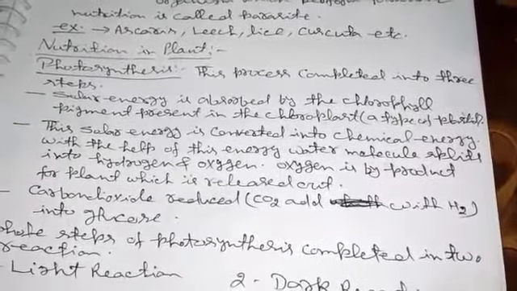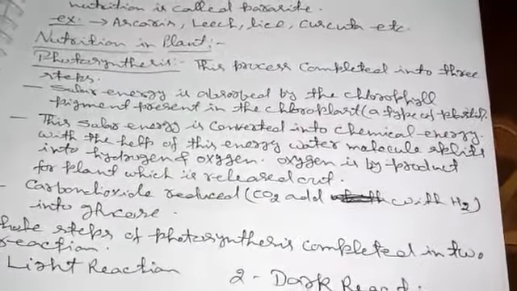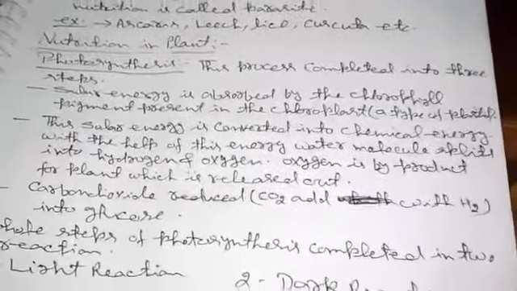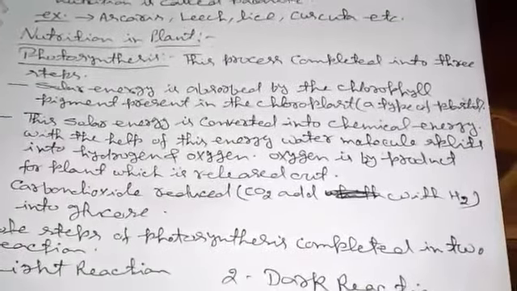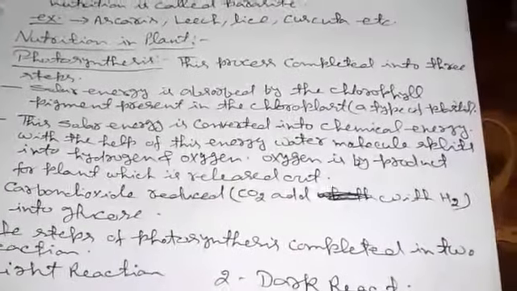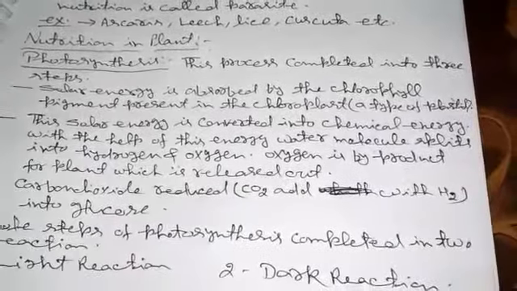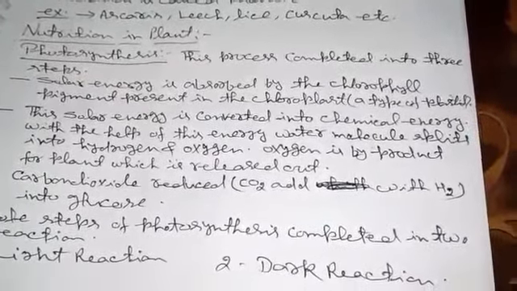In photosynthesis, plants prepare their food in the form of glucose. The whole process of photosynthesis is completed in 3 steps. First step, solar energy is absorbed by the chlorophyll pigment present in the chloroplast. What is chloroplast? Chloroplast is a type of plastid.